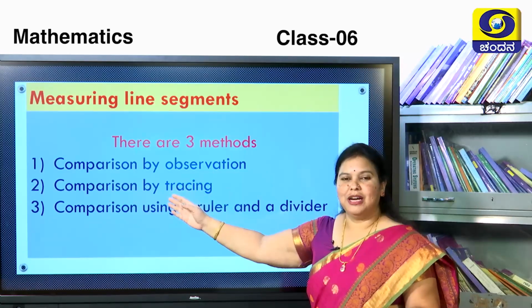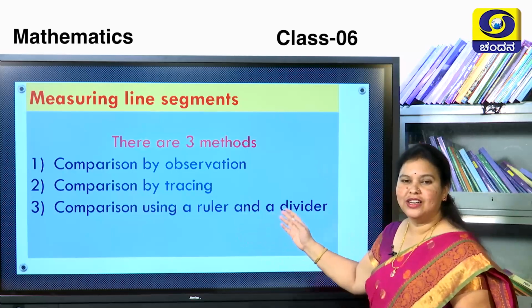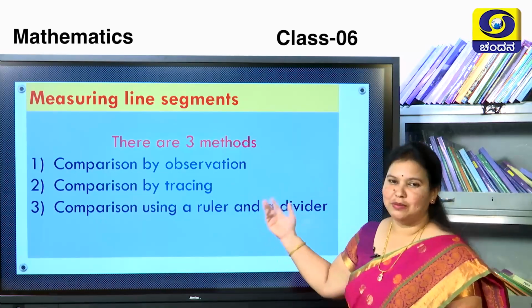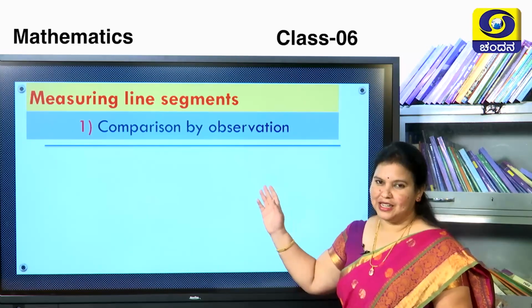Second one is comparison by tracing, and third one is comparison using a ruler and a divider. We'll see one by one. Now we will study the first method, comparison by observation.